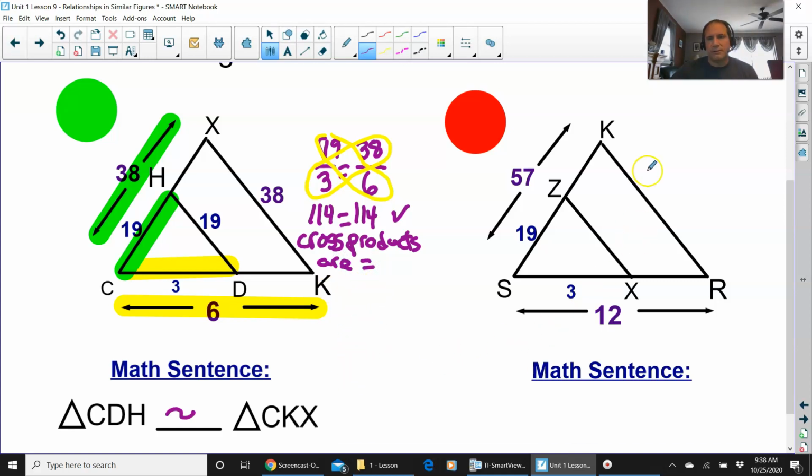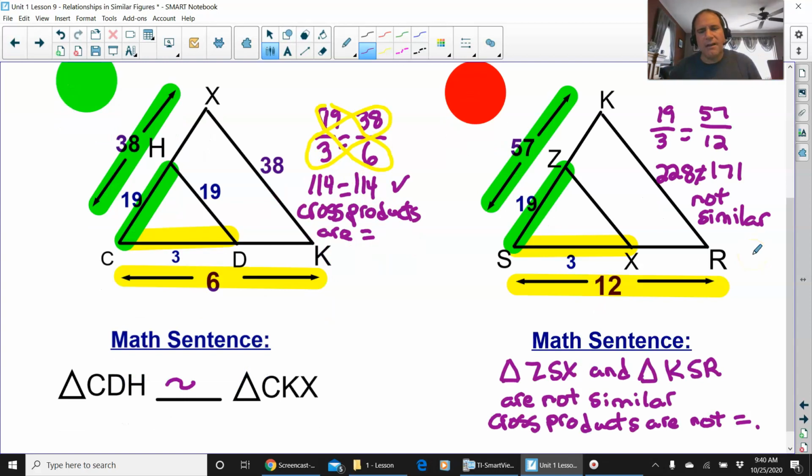Similar figures. Do the same thing for this one. Give it a try. See if they're similar, and put if they're similar or not. Go ahead. Press pause now.